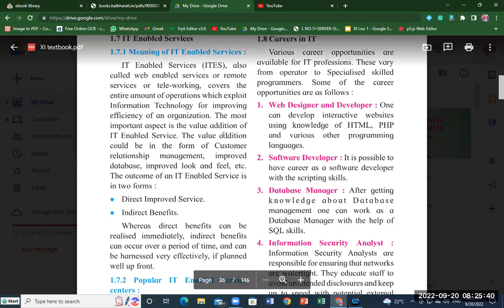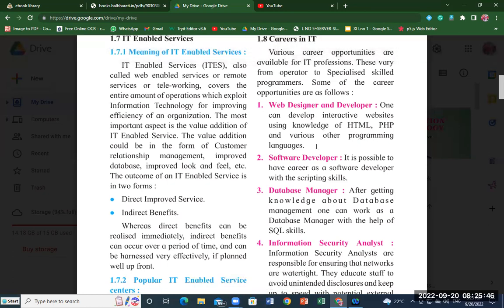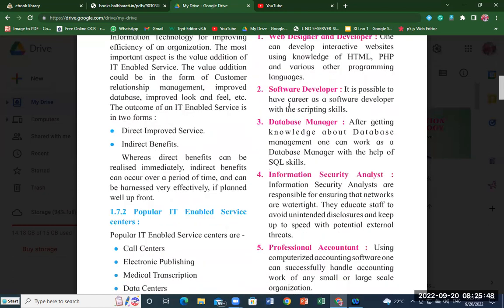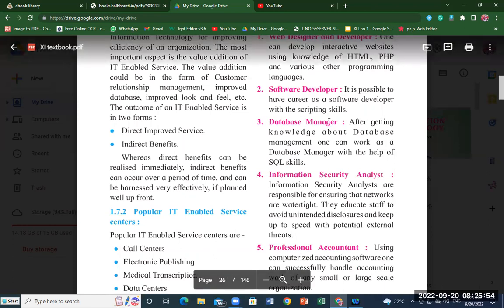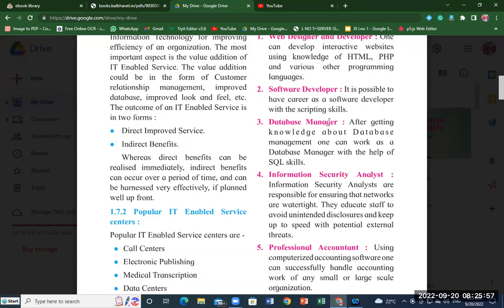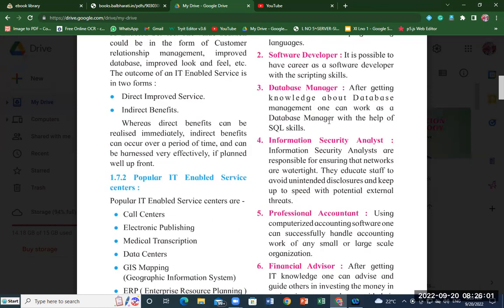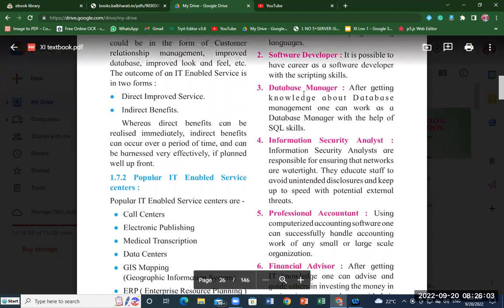One can develop interactive websites using knowledge of HTML, PHP, and various other programming languages. You should know HTML and PHP. Next is software developer. It's also possible to have a career as a software developer with the scripting skills. You should know the programming skills and the scripting skills to create software.